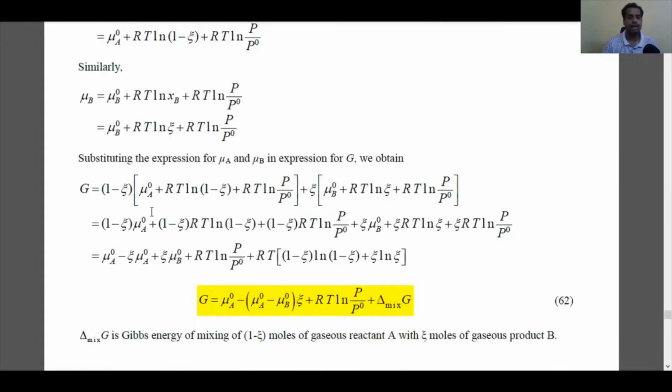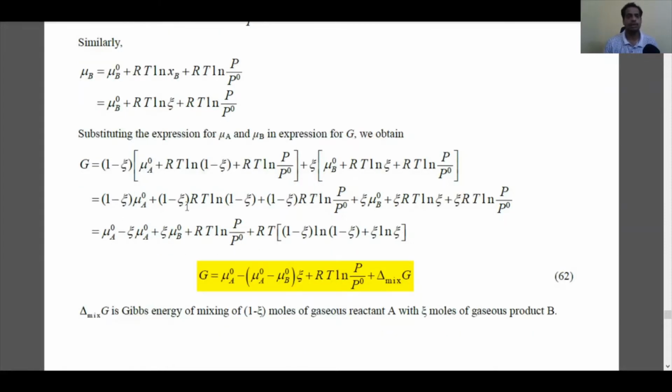1 minus xi, this is the expression for mu A. Xi, this is the expression for mu B. So if I open up all the expressions, I'll get a lengthy expression like this. So I'll try to arrange the mu A0 terms. I'm getting 2 mu A0 terms. Then I'll arrange the mu B0 terms also. There is only one mu B0 term. Then RT ln p by p0, and RT (1 minus xi) ln (1 minus xi) plus xi ln xi.